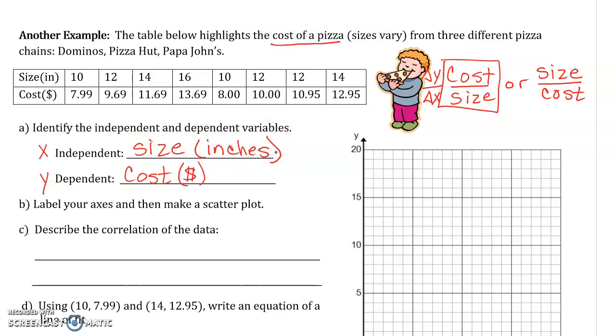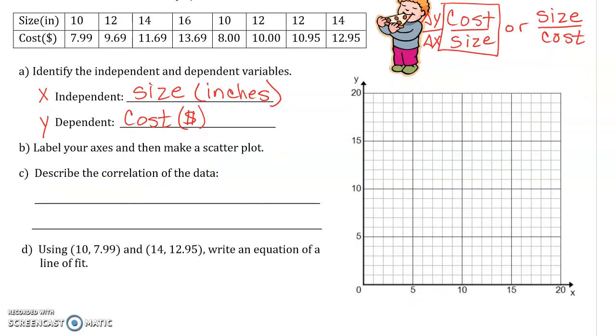So first thing we need to do, label our axes and make a scatter plot. So we're going to go ahead and plot the points. So go ahead, hit pause, go through and plot all of your points. We have our size on the x-axis, we have our cost on the y-axis, and put those points all over our graph and then hit play again when you're done.